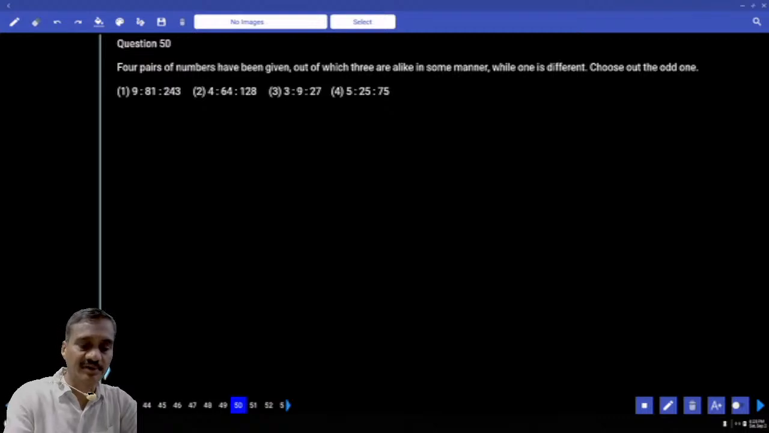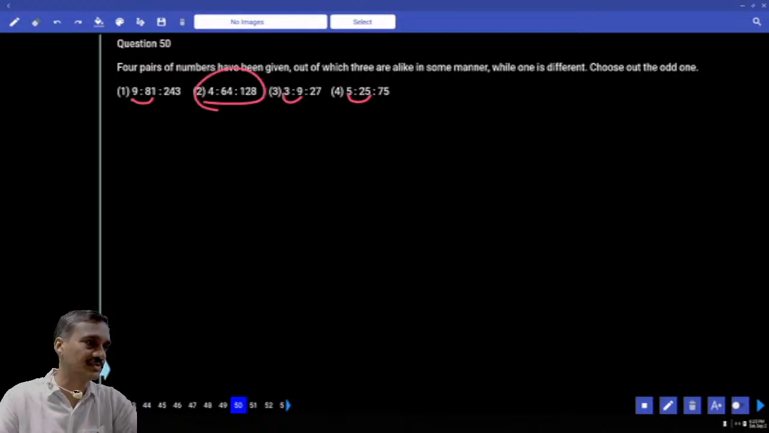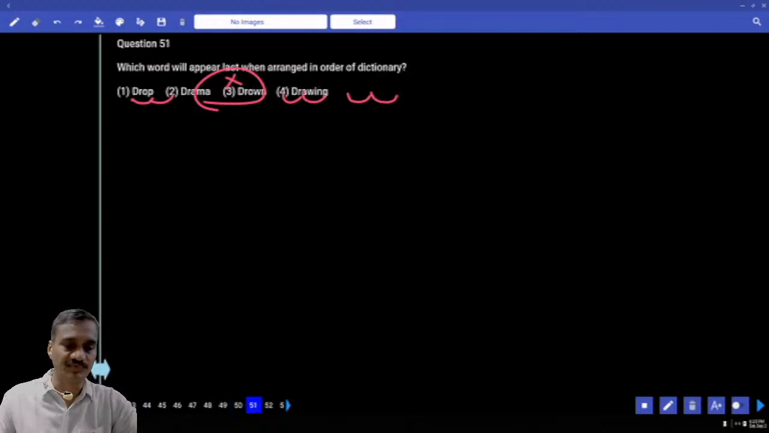Then coming to 50, odd one out. 9 and 81, 9 is 3 square, 25 is 5 square, here 4 square is 64, isn't it? And again 81 is 3 into 3 into 3 into 3, here it is into 2. So choice 2 is the odd one, question number 50.